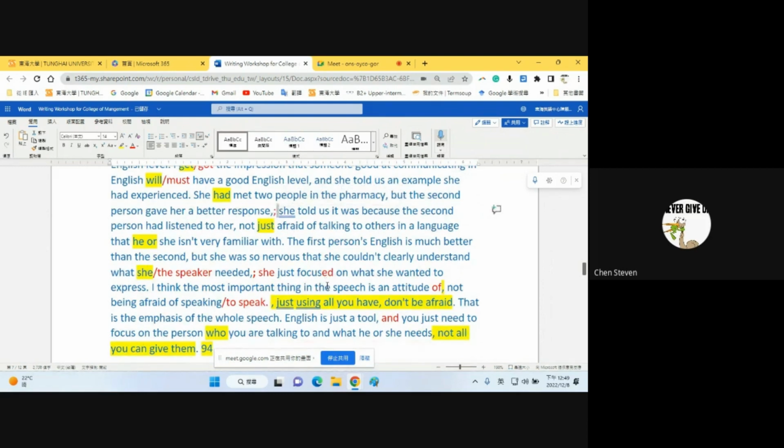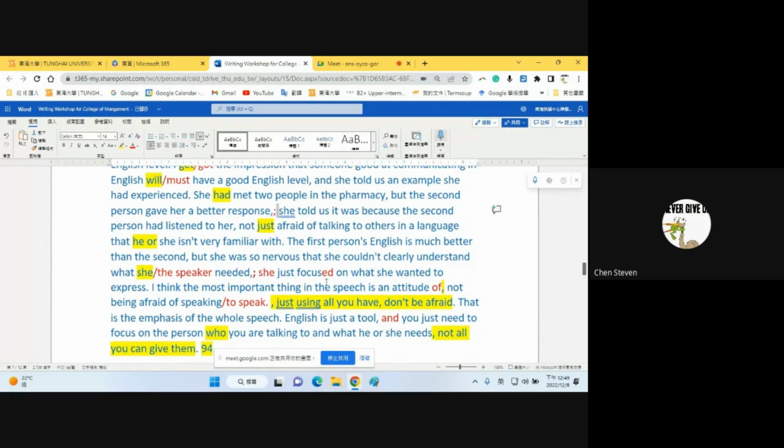She told us it was because the second person had listened to her, not afraid of talking to others in a language that she isn't very familiar with. The first person's English is much better than the second, but she was so nervous that she couldn't clearly understand what the speaker needed. Again, semicolon. Students used to have a lot of run-ons.